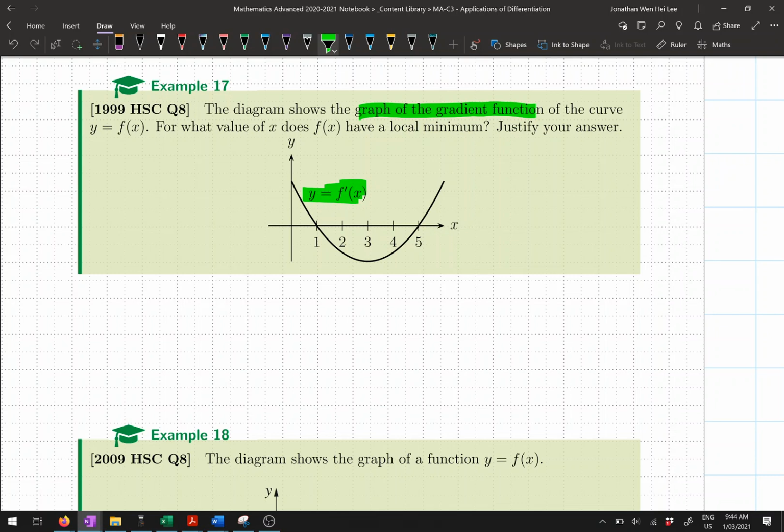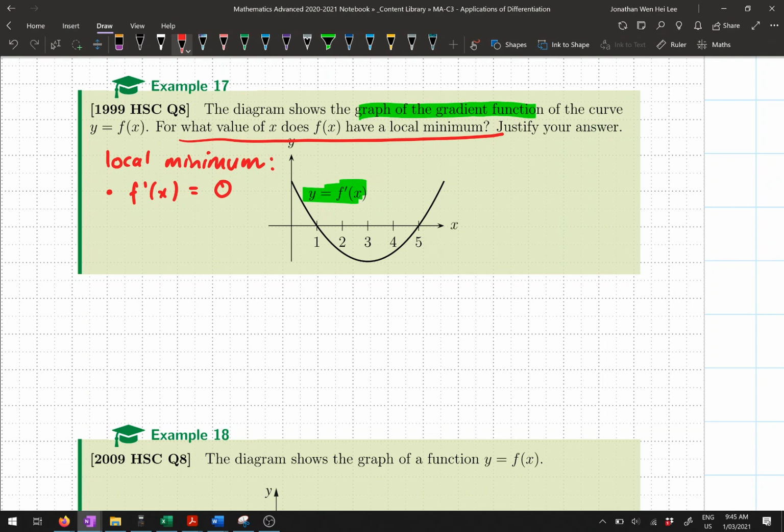What we want to do is figure out for what value x has a local minimum and justify your answer. So let's talk about local minimum. What are the conditions for a local minimum? Down and then up. So first of all, is a local minimum a stationary point? What does it mean for it to be a stationary point? f dash x needs to be equal to 0. Okay, so let's start off with that fact.